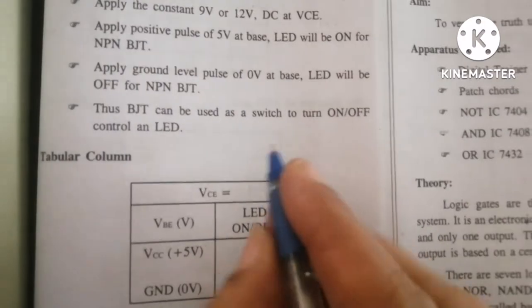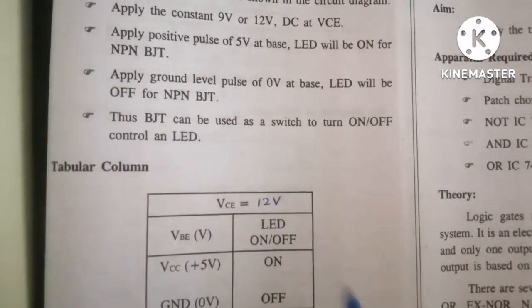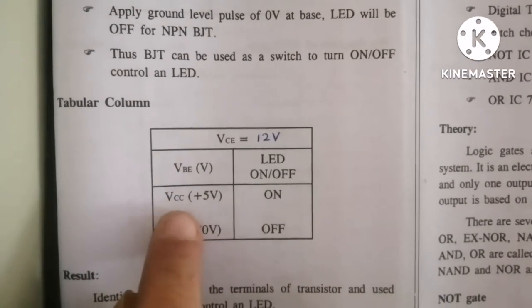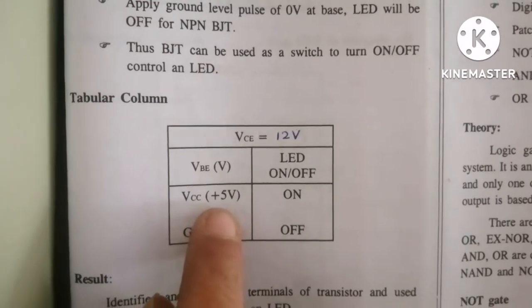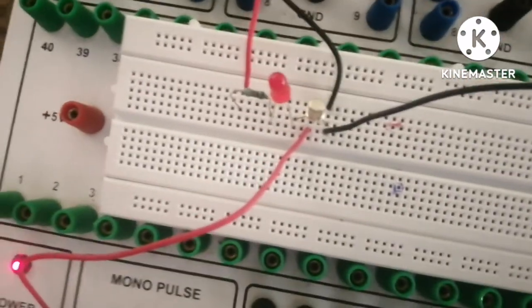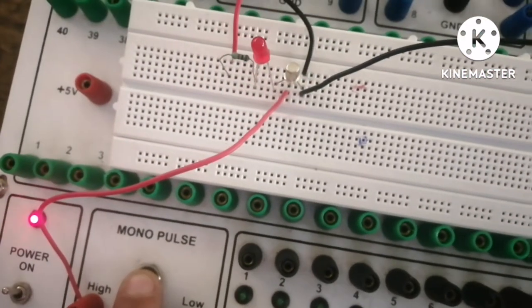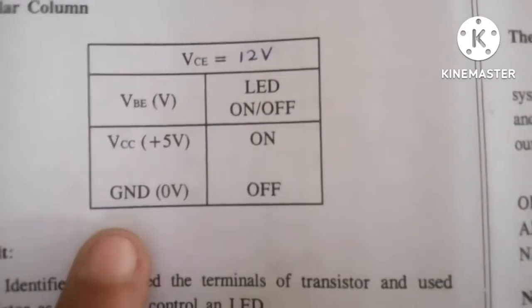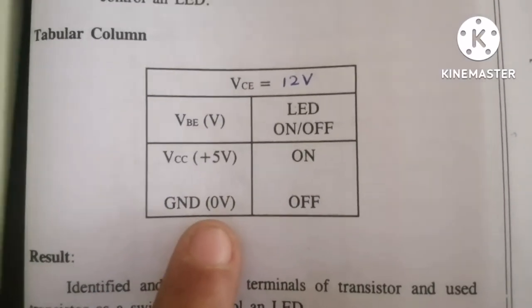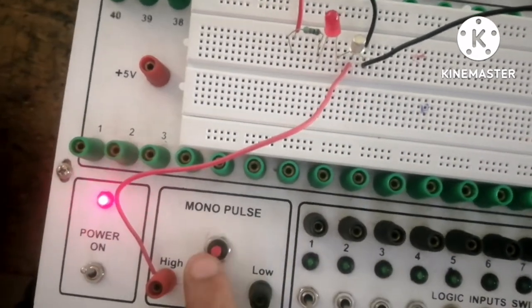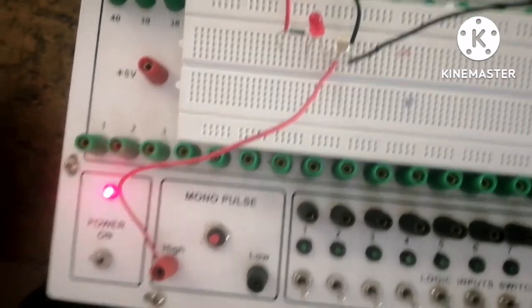Here VCC is 12 volt, so I will write 12 volts over here. This is the VBE voltage. When I give positive, that is 5 volts, at the base terminal of the transistor, the LED is on. I will show you. If I press the button, the LED is on. If again I press, the LED is on. If I release it, we should think of it as zero, and in that condition the LED is off. Now I have not pressed any button, so the LED is off. If I press, then only the LED is on.